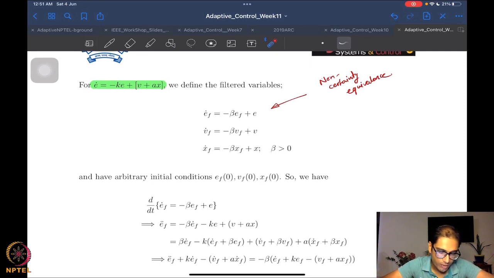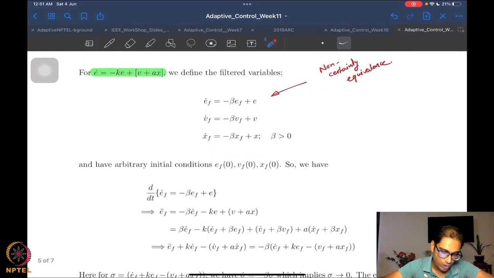So therefore I create a filter for E, V and X, and the filters are very straightforward. It's a standard low pass type filter. Basically, it is like EF dot is minus beta EF plus E. For the same beta, you create three filters. VF dot is minus beta VF plus V. XF dot is minus beta XF plus X. And the initial conditions are chosen to be arbitrary. We don't have to worry about what the initial conditions are.